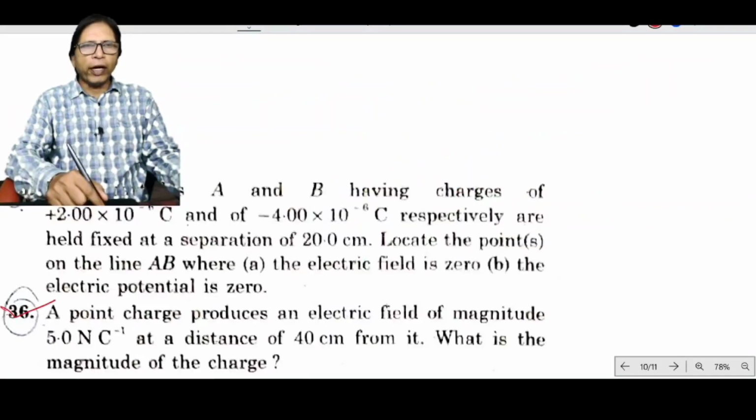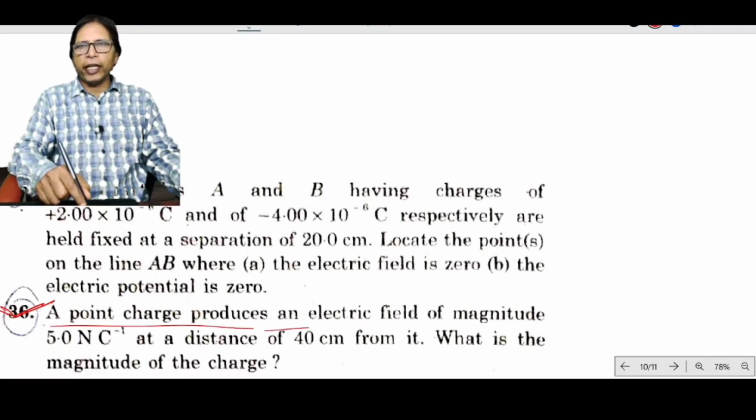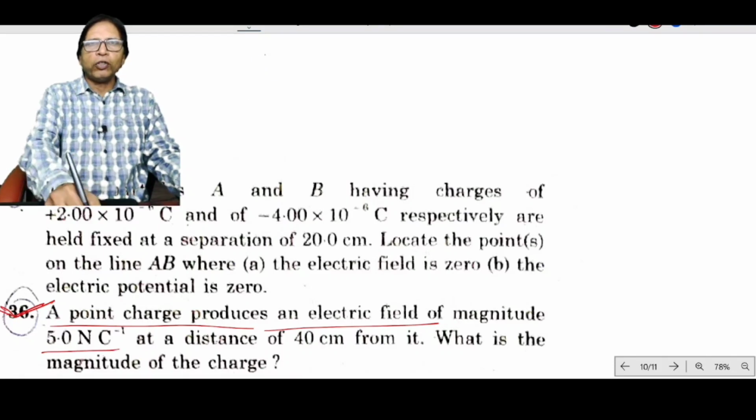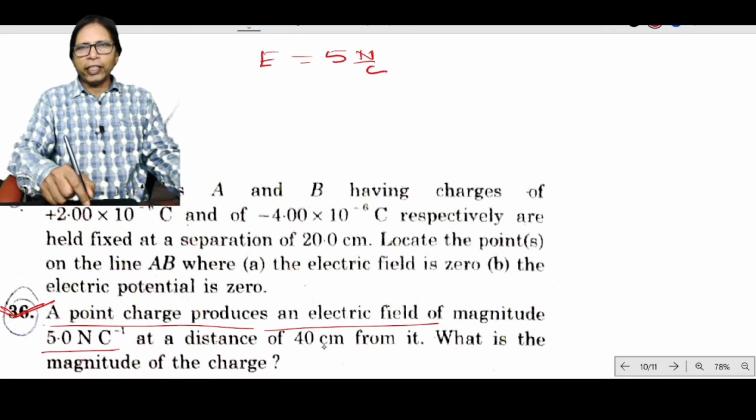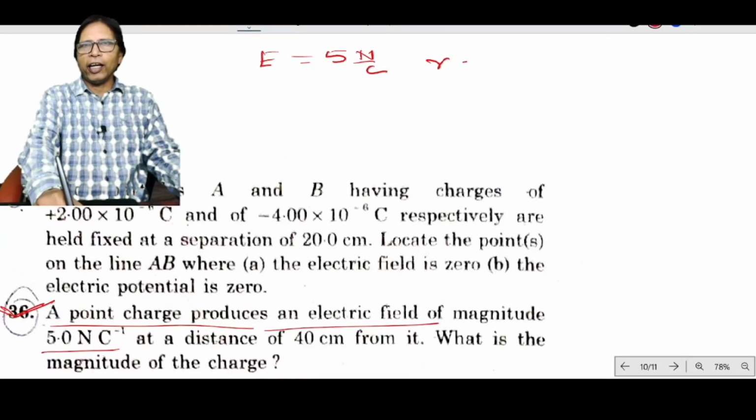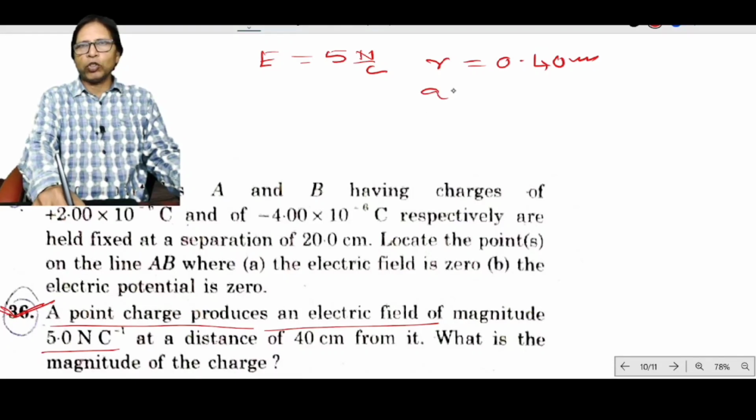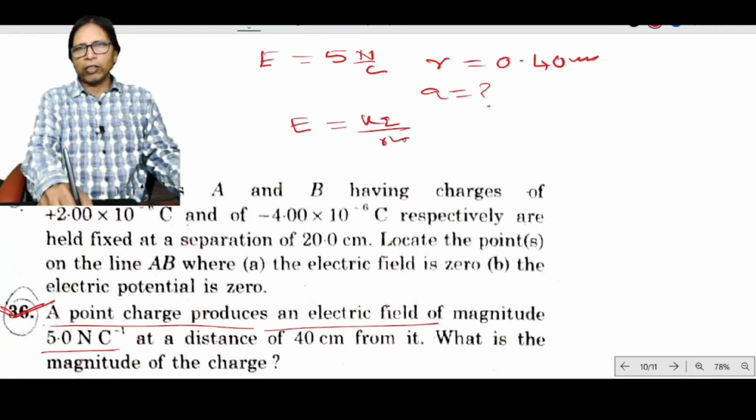Look at question number 36. If one charge produces an electric field of magnitude 5 Newton per coulomb at a distance of 40 centimeter, we have to calculate the magnitude of charge Q. Here electric field E is given, this is 5 Newton per coulomb, and R is also given, this is 0.4 meter. Now E equals KQ by R square.